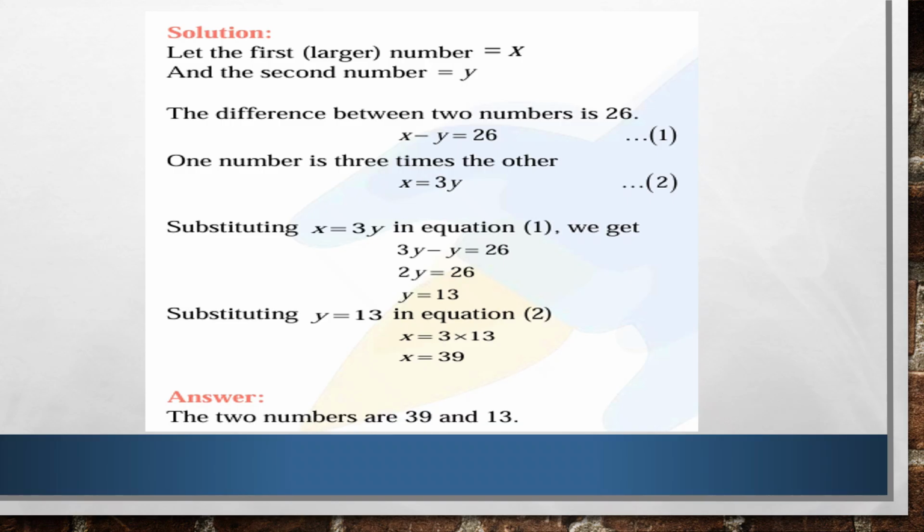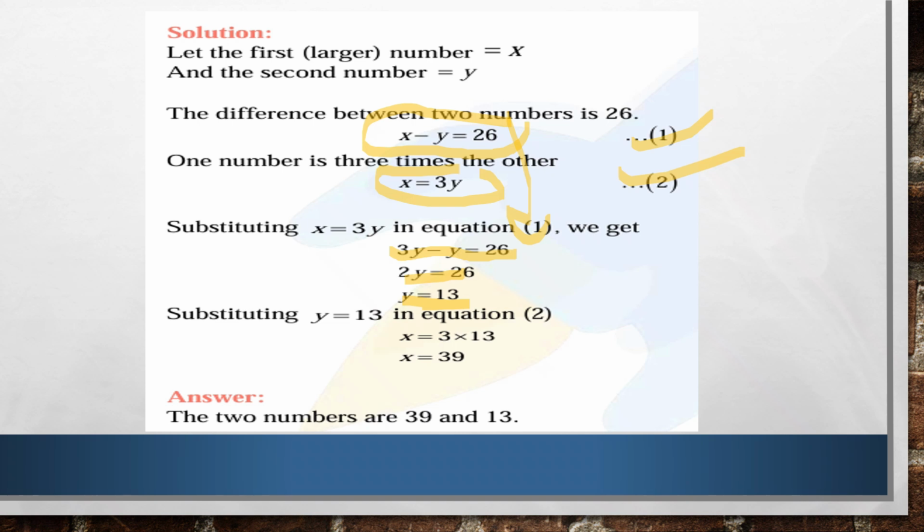So I can write equation 1 as x minus y is equal to 26 and equation 2 as x is equal to 3y. By using the substitution method, I can substitute x is equal to 3y in equation 1. So 3y minus y is equal to 26. So I'll get 2y is equal to 26, y is equal to 13.